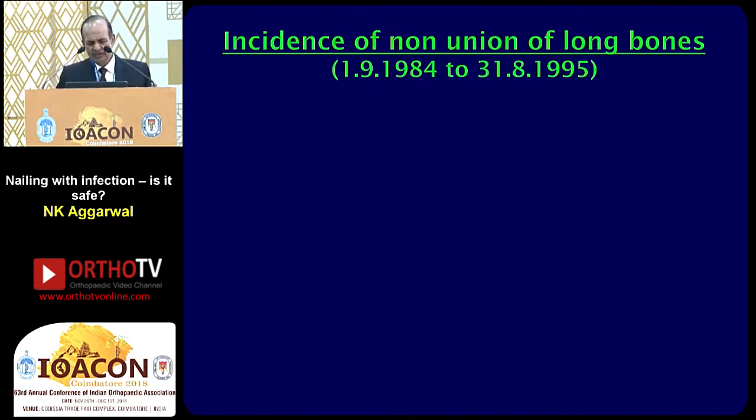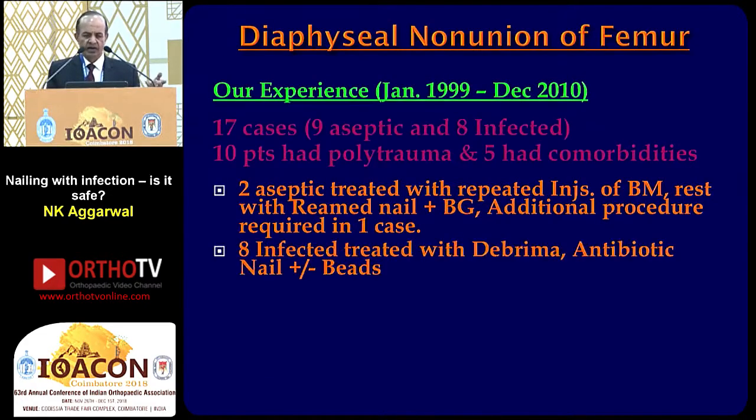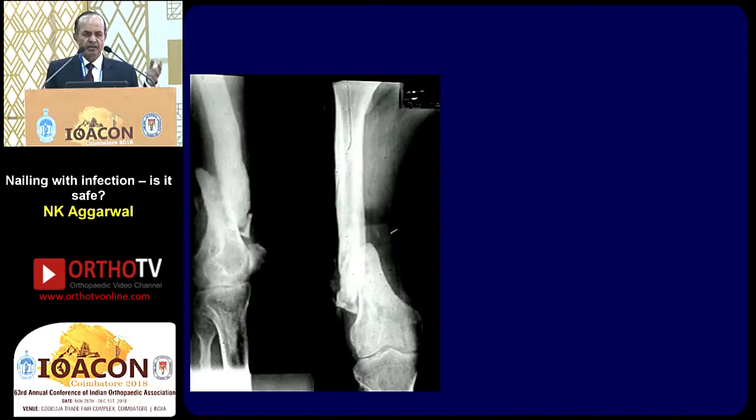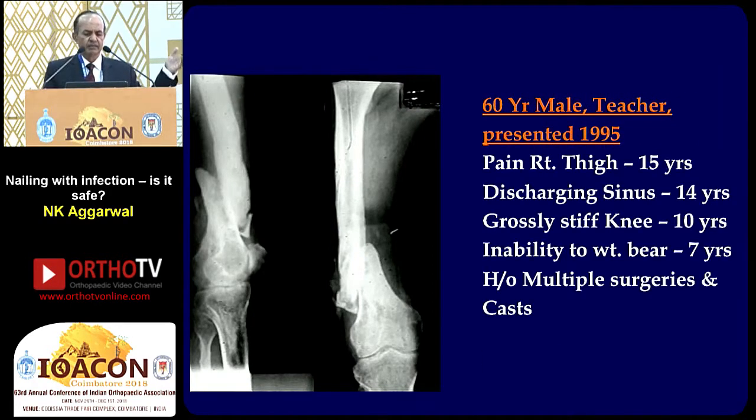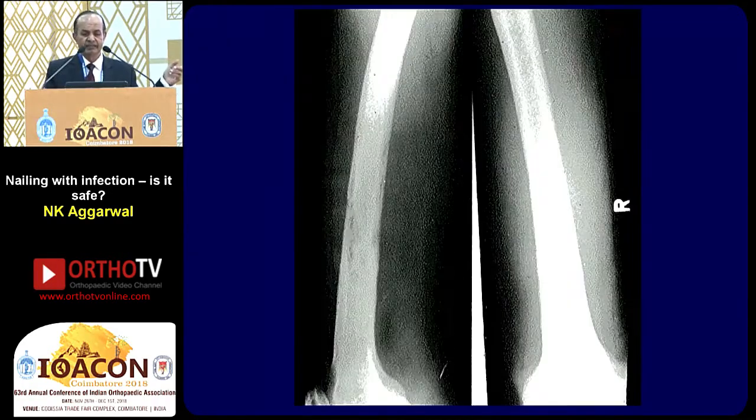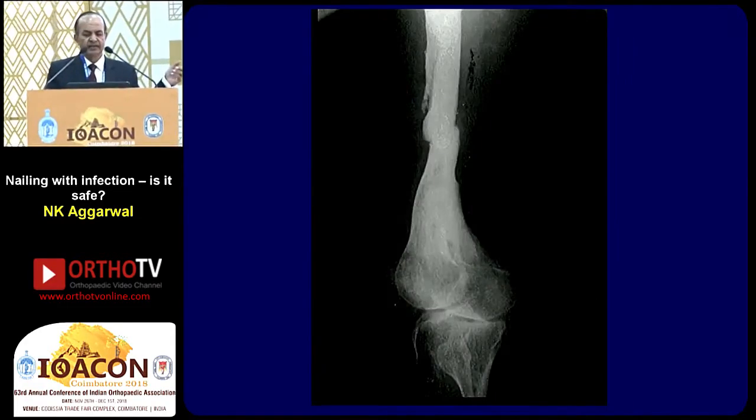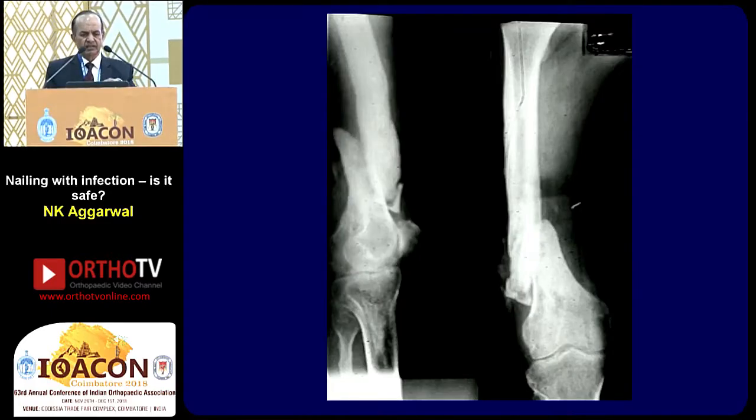Now, we have conducted various studies on non-unions and infected non-unions. I won't go into the details of data, but I will share some cases quickly with you. This is a case that came to us with this X-ray 25 years back. And these were his wasted thighs, a 60-year-old male. We asked for his old X-ray. I will quickly go through the old X-ray that the patient was carrying. This is how he started in 1980. And then for 3 years, multiple operations, curettage, and finally landed up with us in this shape.